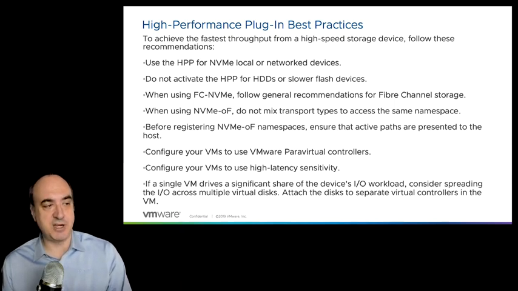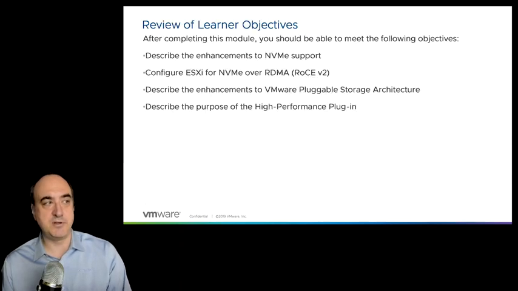And if a single VM drives a significant share of the device's I/O workload, certainly consider spreading the I/O across multiple virtual disks. You can attach those disks to separate virtual controllers in the VM, because the VM does have the ability to have multiple SCSI controllers. That was a view of the enhancements using NVMe and configuring NVMe specifically over RDMA using RoCE. And we were able to describe the enhancements of the pluggable storage architecture and the purpose of the high performance plugin. So that ends this lesson.